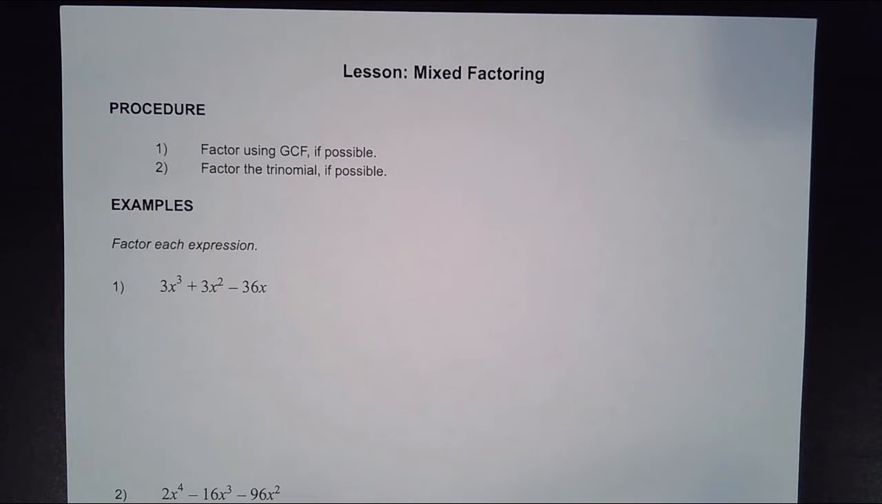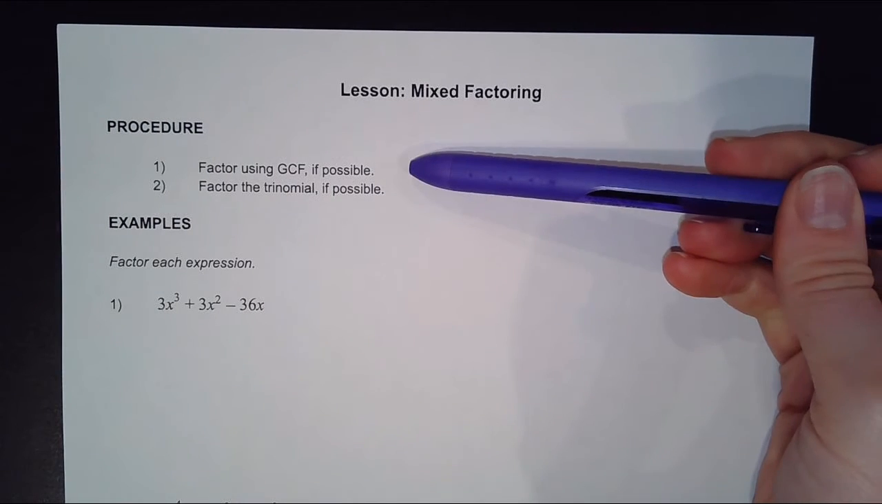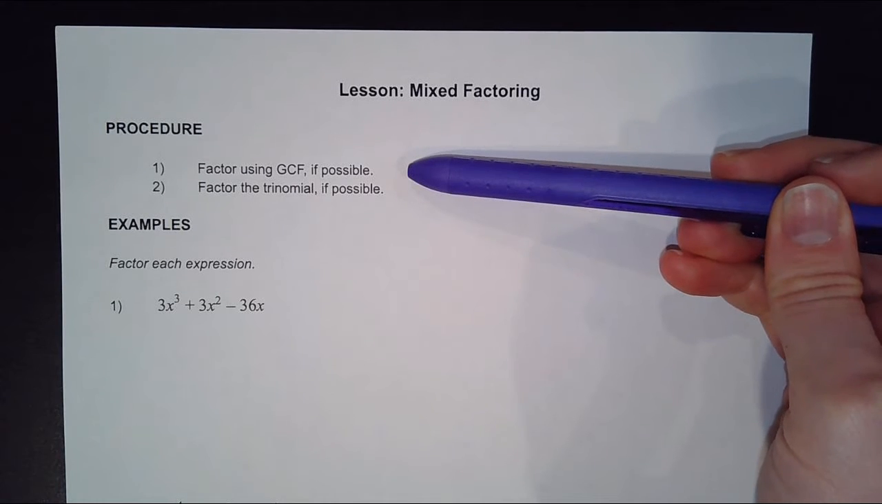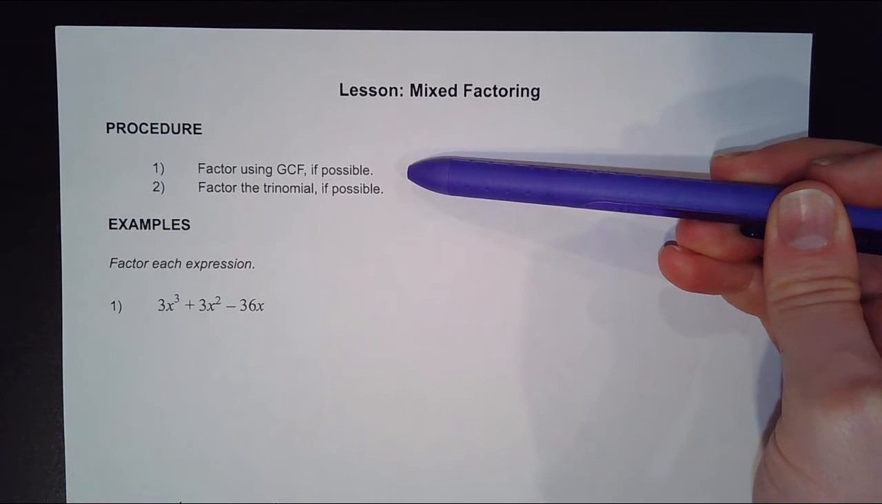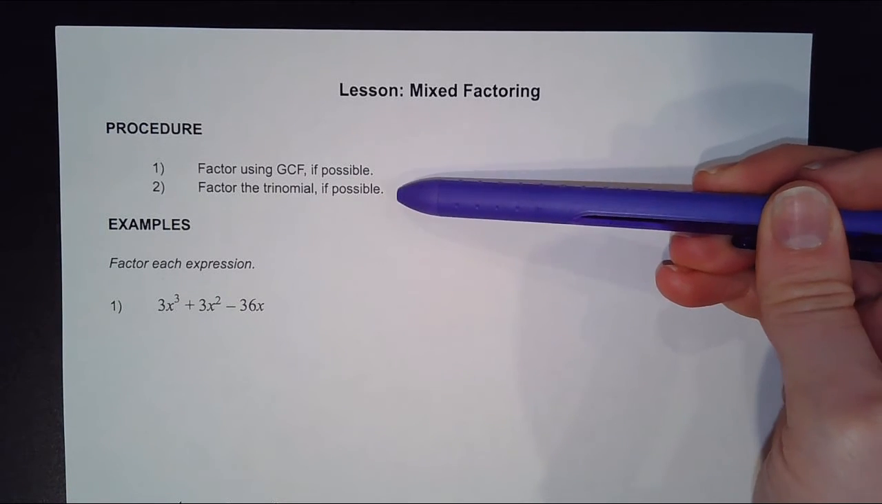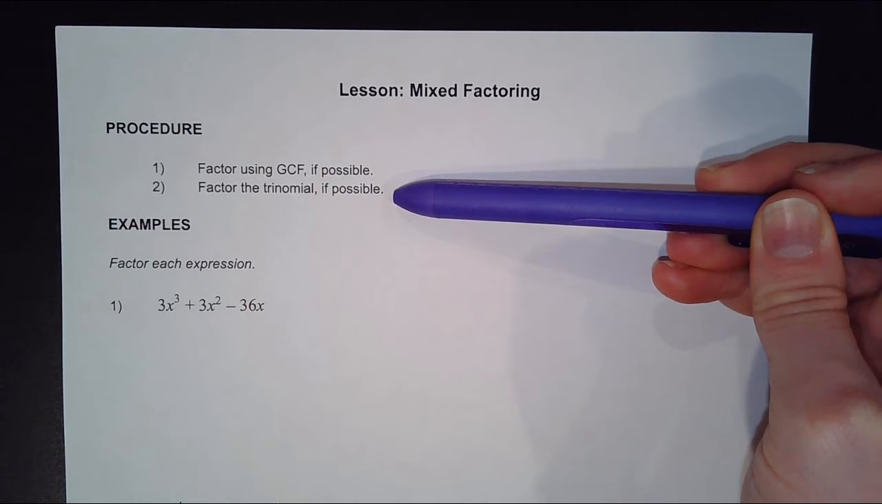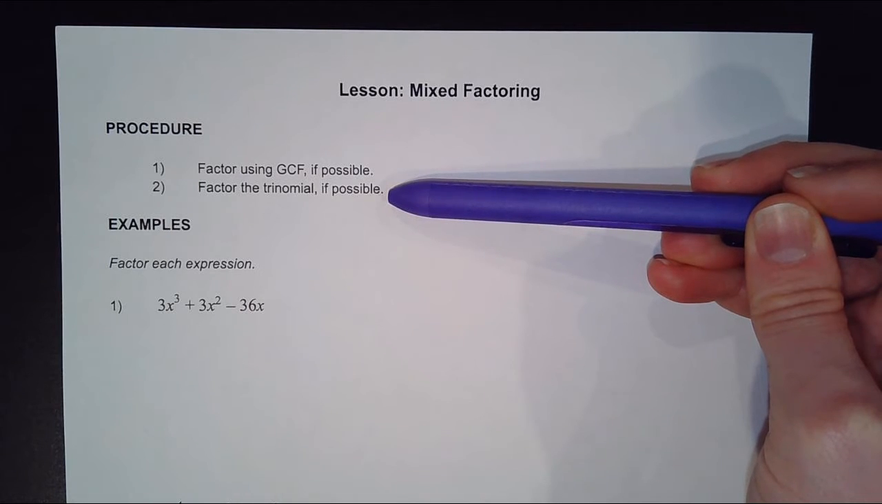So the first thing that we're going to do is look at factoring using a greatest common factor first, if we can. So if we can find a greatest common factor, we'll factor using a greatest common factor. Then we'll check and see if we have a trinomial. That way we can then factor a trinomial using our factor sum tables. Again, this says if possible. If it's ever not possible to factor, we would say prime.